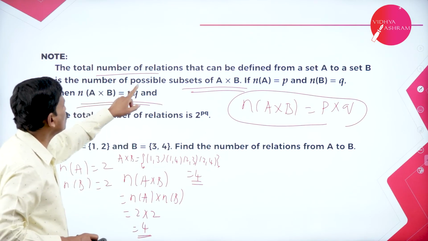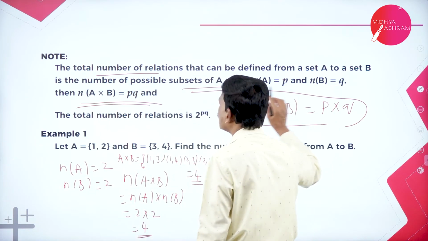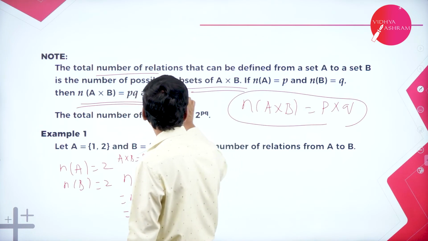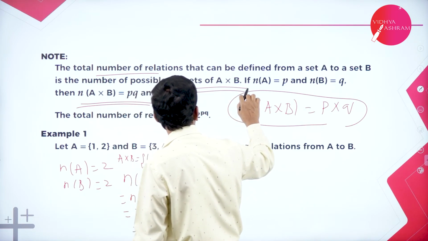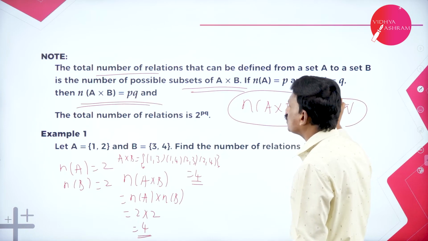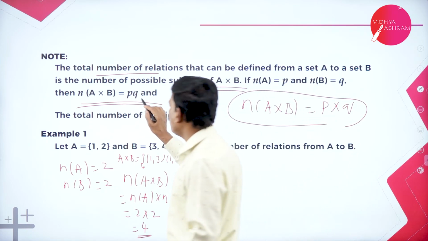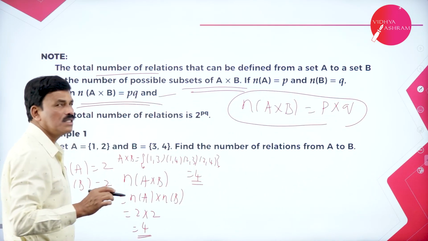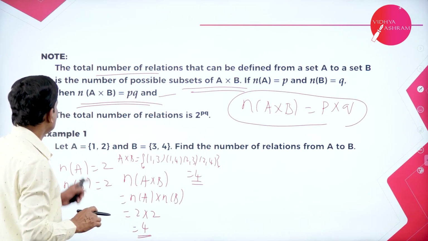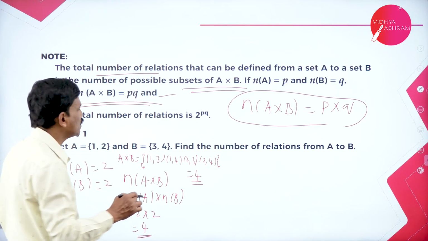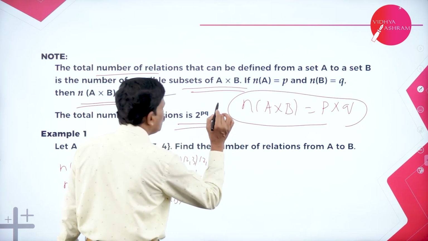So the total number of relations from set A to the set B is the number of possible subsets of A cross B. Suppose n of A is P and n of B is Q, then the number of elements in A cross B is P into Q. Now the total number of relations is given by 2 to the power of P into Q.